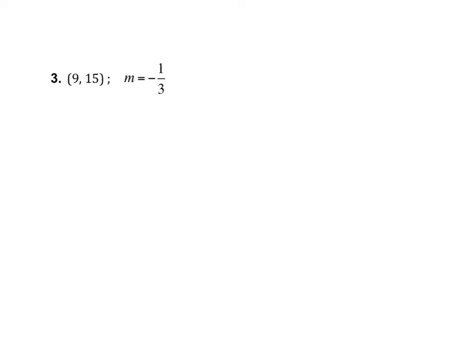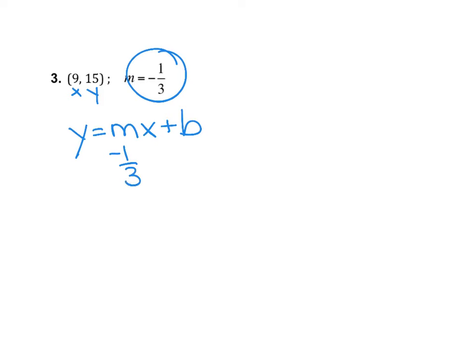All right, so we're going to write an equation again. I have a slope of -1/3, and I've got a point of (9, 15). Again, we're going to plug in everything that we know. All right, so we have the slope, which is -1/3, and I have an x and a y, but I do not have my y-intercept, so I'm going to substitute and solve for that.